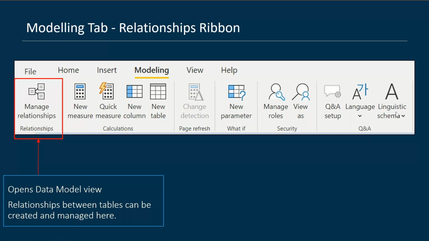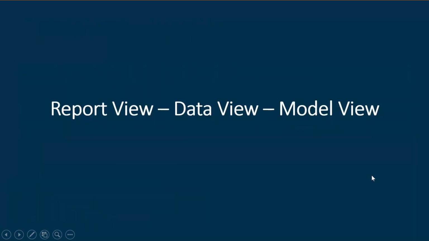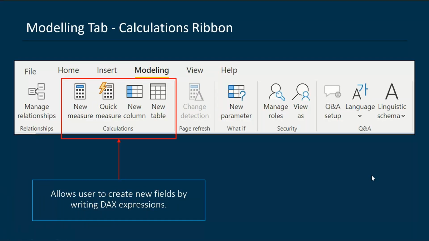So manage relationships. We can create new measure, new column, new table. We use all the DAX expressions to create all these new calculations. So this is the part of data modeling or Power Pivot.